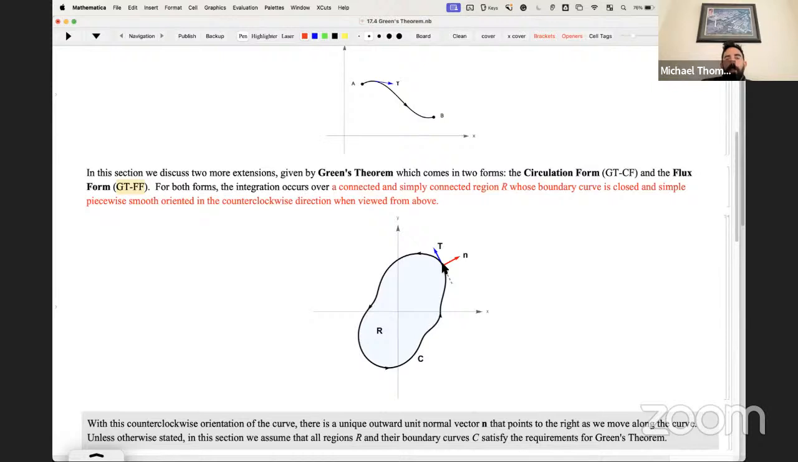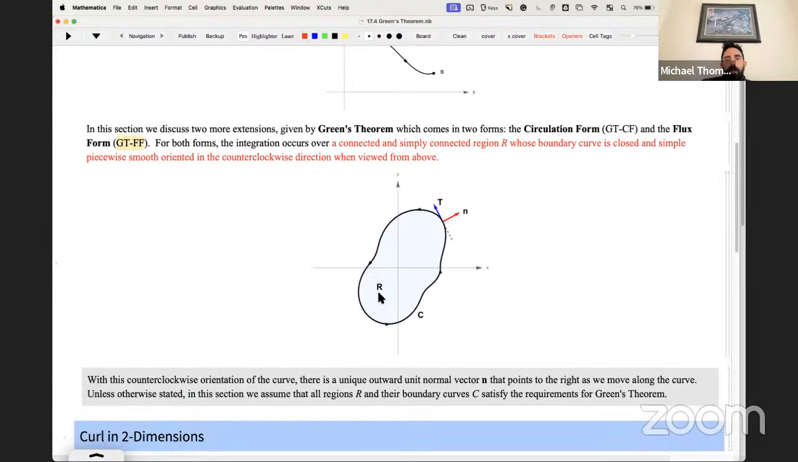in R2. Okay, so this is what our region is going to look like when we finally get to the theorem. So the region R is this kind of region in this light blue color. So what you want to notice is that the region is connected and simply connected. And then also we have to put a requirement on the boundary of the region. The boundary of the region is a closed curve which wraps around the edge of this thing. And the curve has to be simple, piecewise smooth.